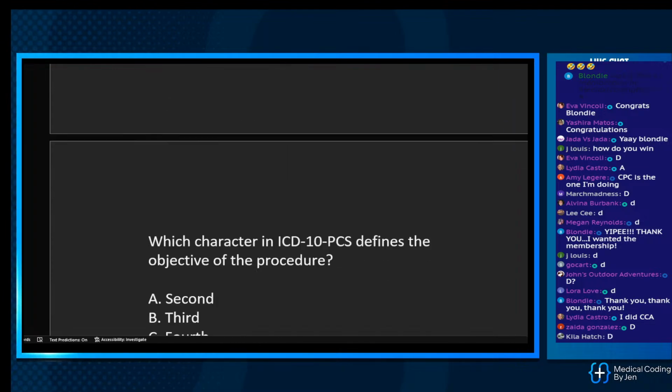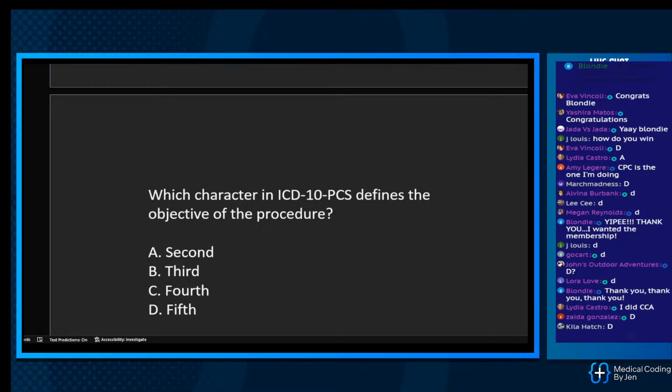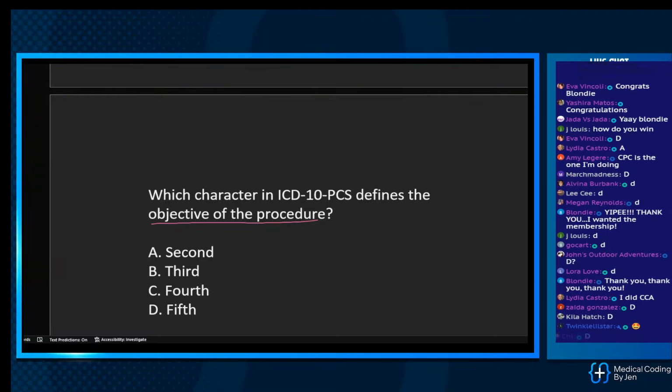Seven characters, yes. Which character in ICD-10 PCS defines the objective in the procedure? Which one defines the objective?